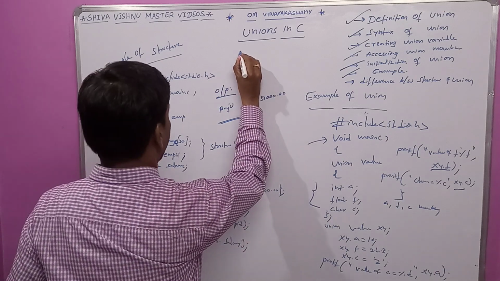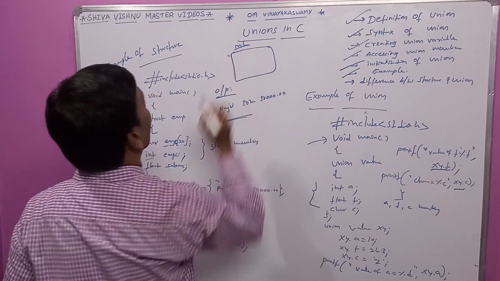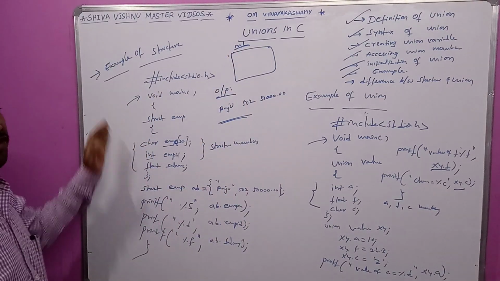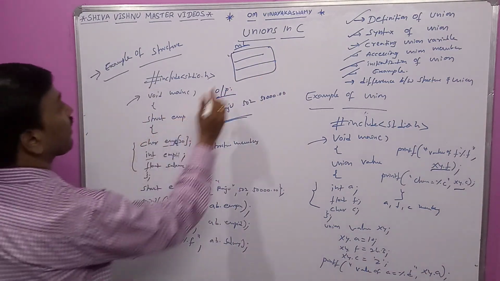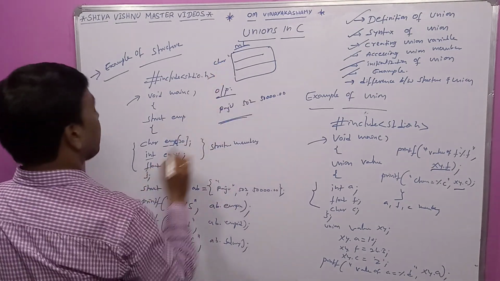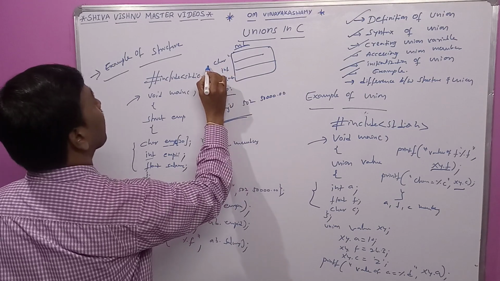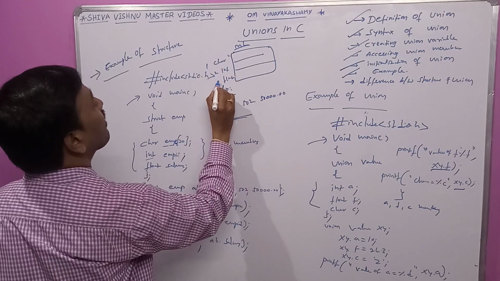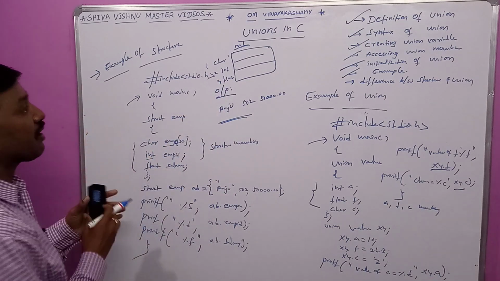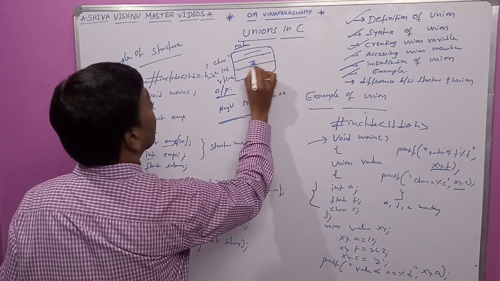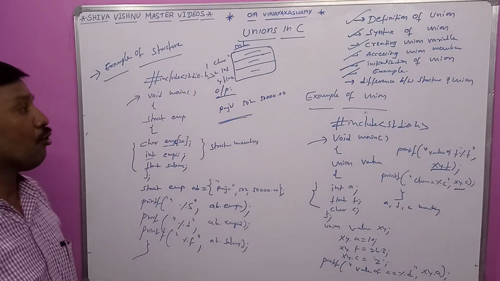Now we can see the memory location of a structure. Here you can see the structure has a character char, int, float. Character size is 1 byte, integer 2 bytes, float 4 bytes. In structure, data will be allocated at a particular location. Data will be allocated at the particular location like that.